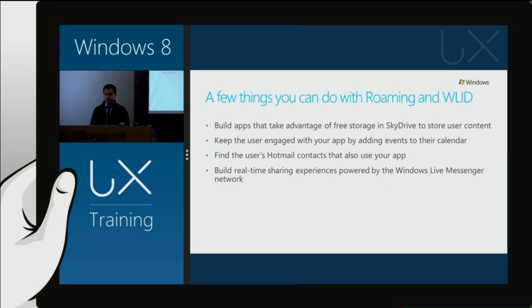There's a few things you can do with roaming and Windows Live IDs. You can build apps that take advantage of free storage and SkyDrive to store users' content. You can keep the user engaged with your app by adding events to their calendar, as I just said. You can find the user's Hotmail contacts and use them to incorporate them into your app experiences and be able to interact with the people in their social networks. You can also build real-time sharing experiences powered by Windows Live Messenger.